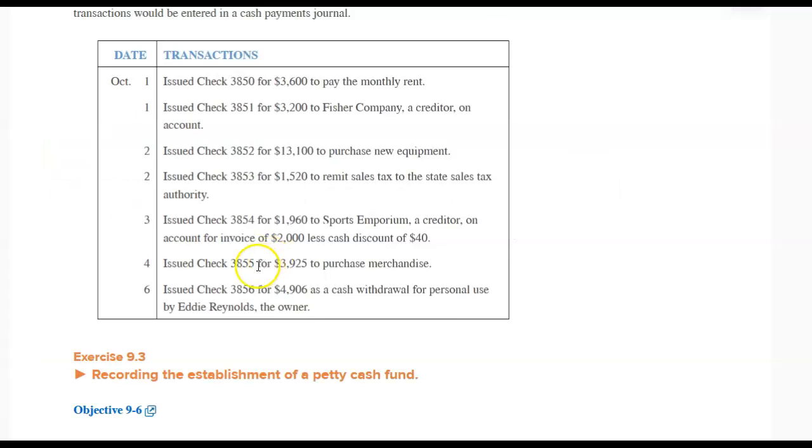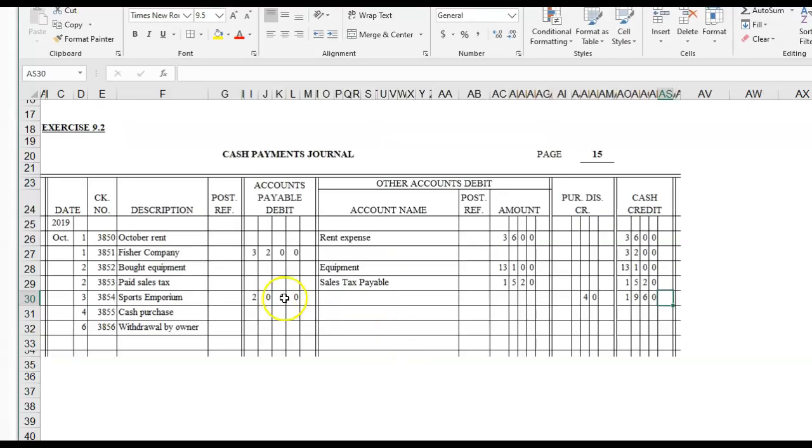And the next one, issued a check $3,925 to purchase merchandise. Okay, so this is a cash purchase. This is going to affect the purchases account. Purchases, $3,295.